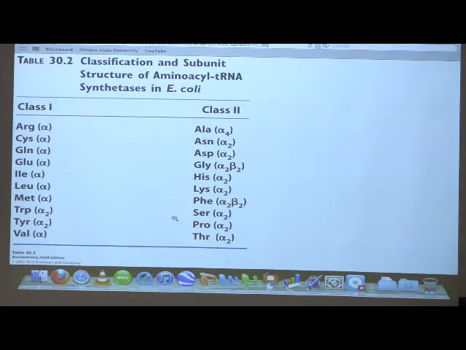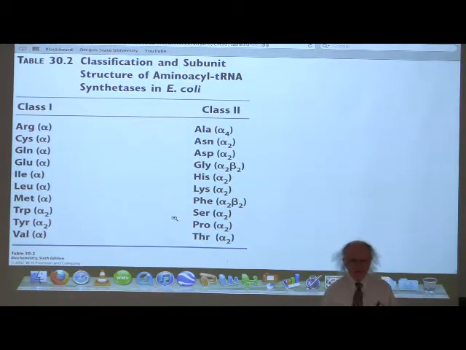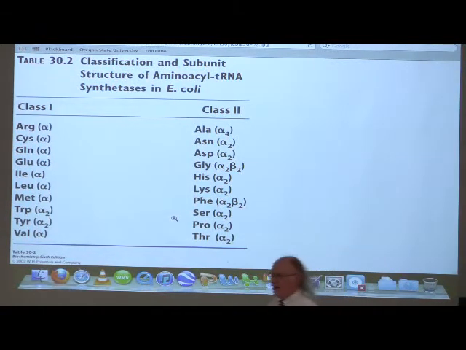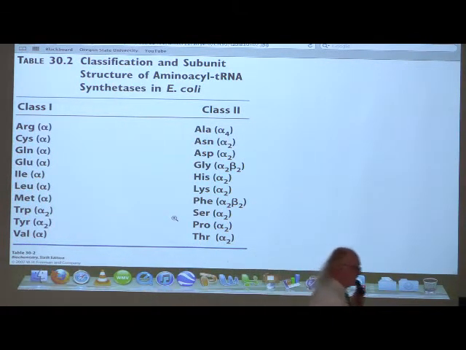Now, it turns out that there are two classes of aminoacyl tRNA synthetases, and they actually do slightly different things. I want you to think about that CCA sequence that's at the 3' end of the tRNA. We have a CCA at the 3' end. That's where the amino acid is going to get put on.